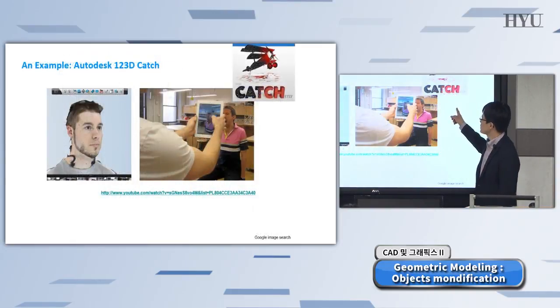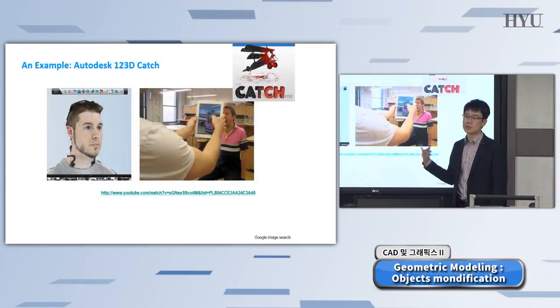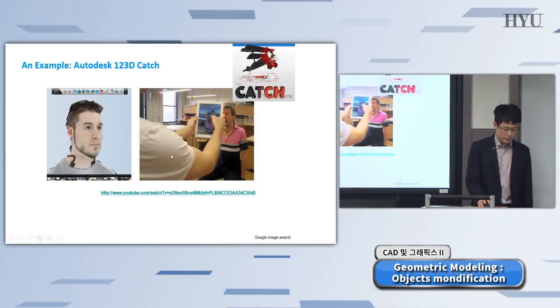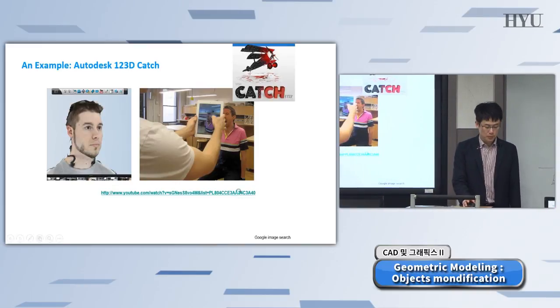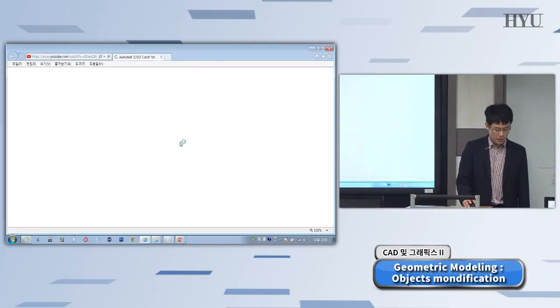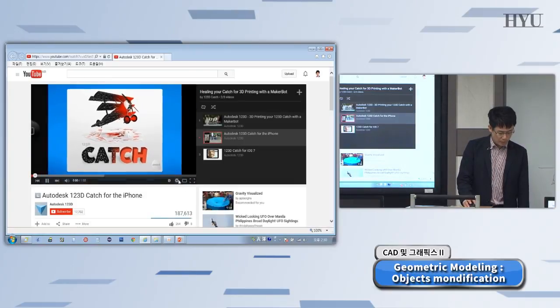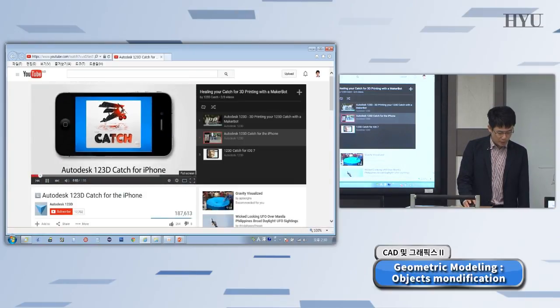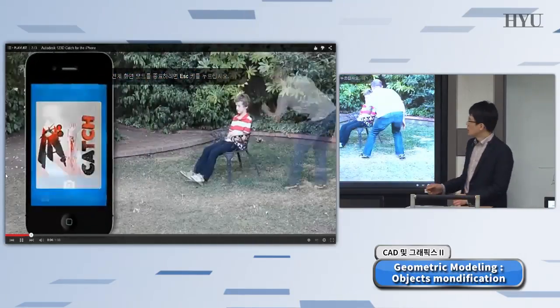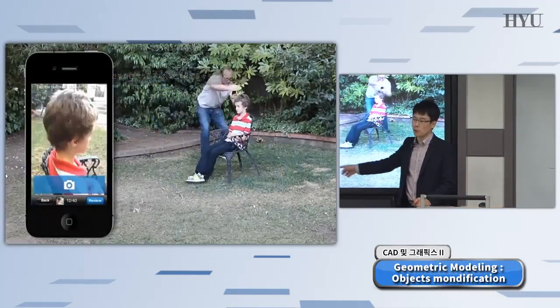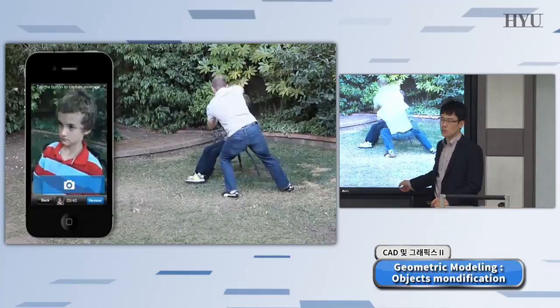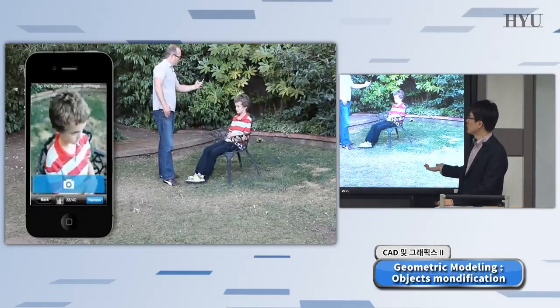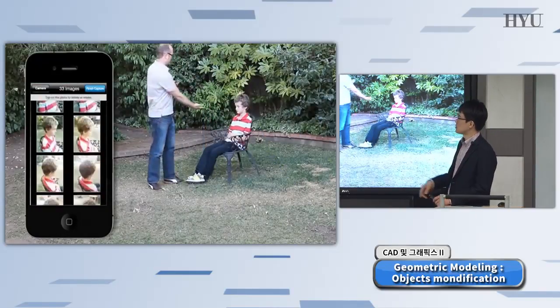What you need to do is take a series of pictures by using your smartphone, okay? Your phone camera. So here is an example. Let me show you an example video quickly. This app name is Autodesk 123D Catch. So you can download and simply install it and take pictures, okay?